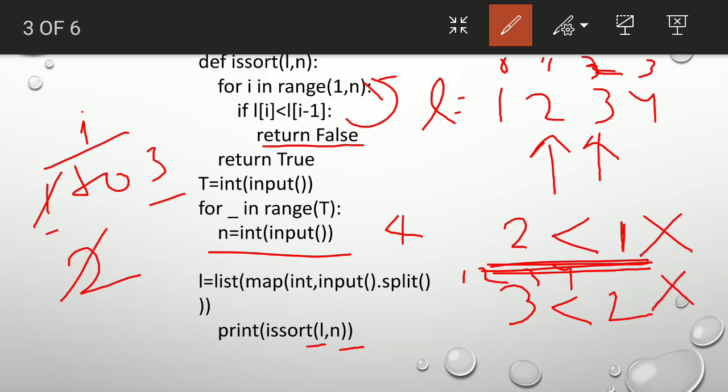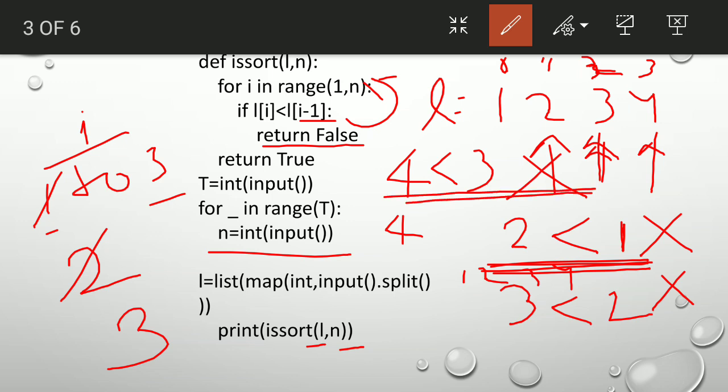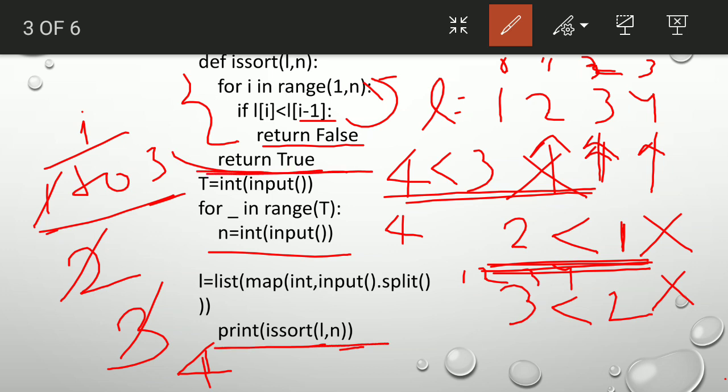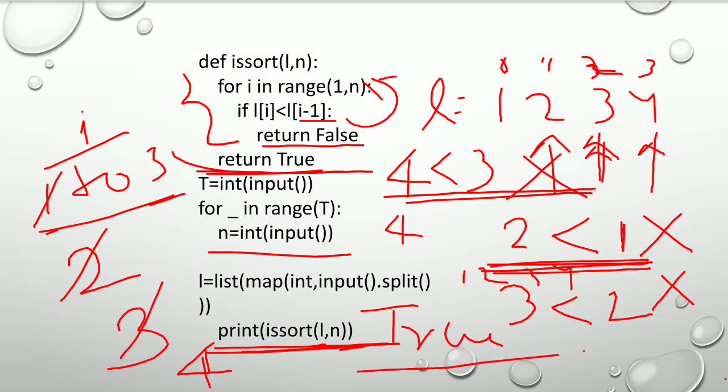Now again I is incremented to 3, that is 4. Is 4 less than L of I minus 1, that is 3 minus 1, 2, whose value is 3? Is this condition satisfied? No, this condition is also not satisfied. I is incremented to 4, and now it has reached its limit. After completing this for loop, it will return true, so here it will print true in the second test case. Hope you understood this question.